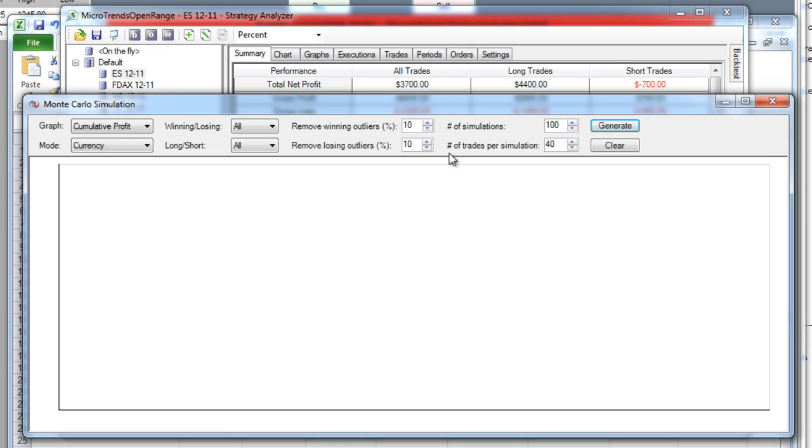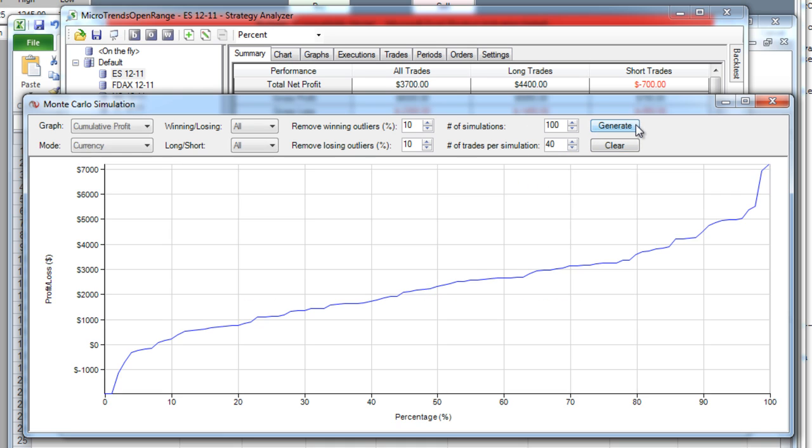Then number of simulations and number of trades per simulation. This is just going to re-simulate what the strategy already did. It does some fancy math that basically does some similar trading to this and it does it hundreds of times, so you get a good idea of, given that same trade 100 times, how likely is it going to be this or how likely is it going to be that. That's what this is going to tell you. So I'm going to click generate here, and it's going to generate my profit curve.